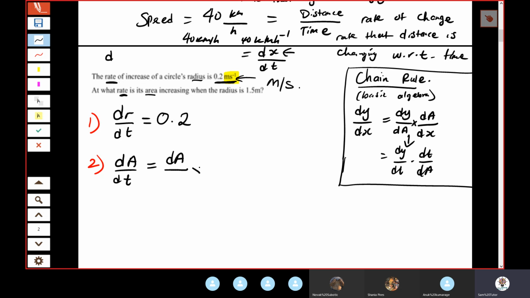dA on something times dt. Correct. And then what do you think that something should be? You go back. You see how it says dr? That's going to be dr, and then dr. Okay, yeah, that's the logic.